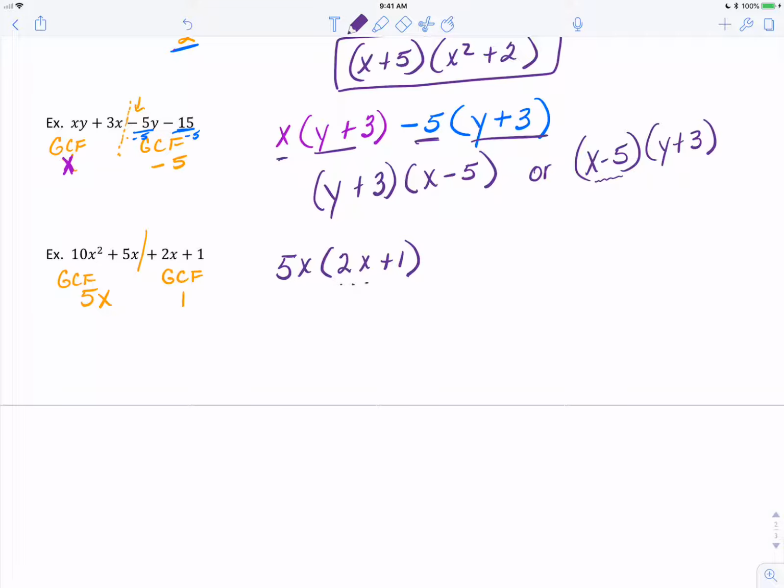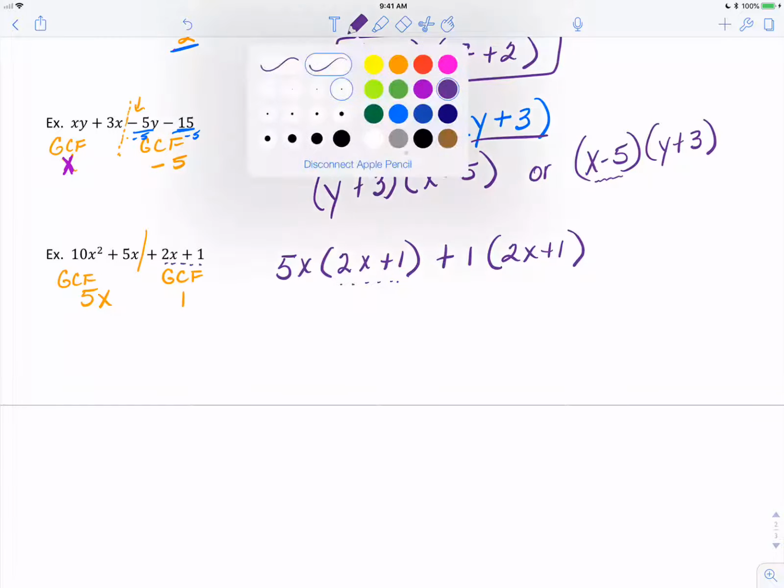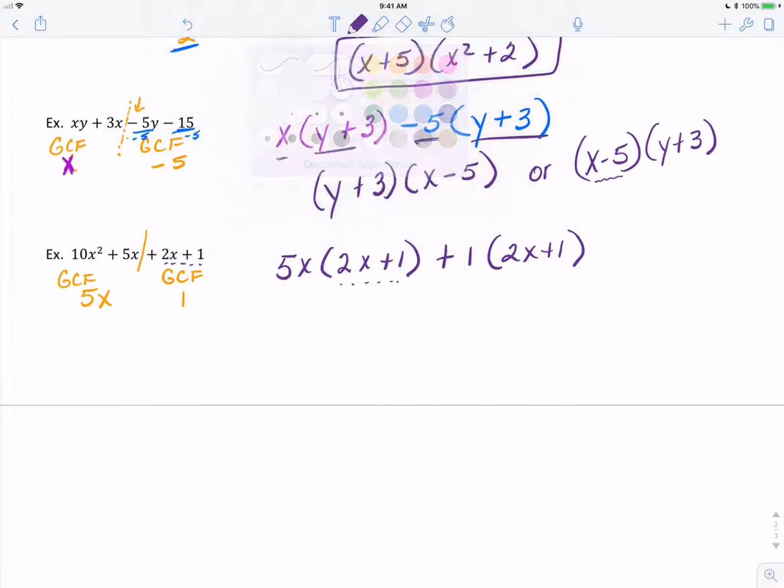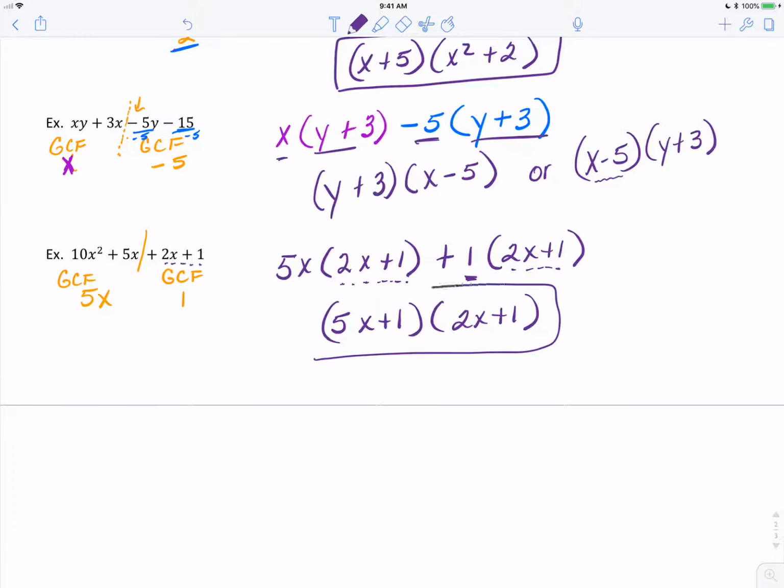And look, we notice that this is already the same as this. But let's pretend like we're taking a 1 out. That's not going to change anything, so that we get these common binomials at the end here. So we want these two things to sort of match, but there has to be something out here in front of it in order for them to do that. So then we can say 5x plus 1 times the 2x plus 1. Okay, all right, and that's your final answer.